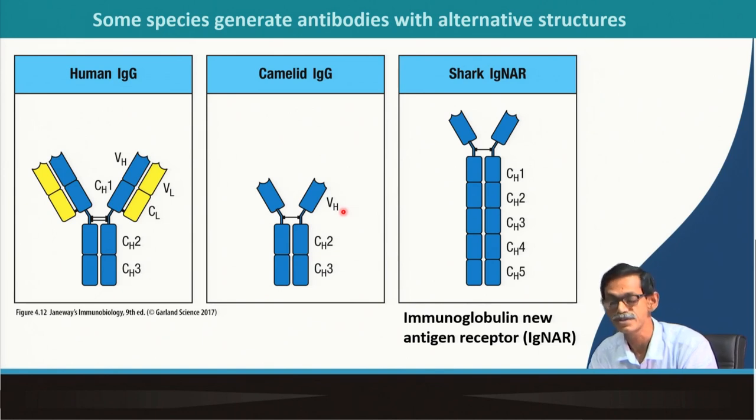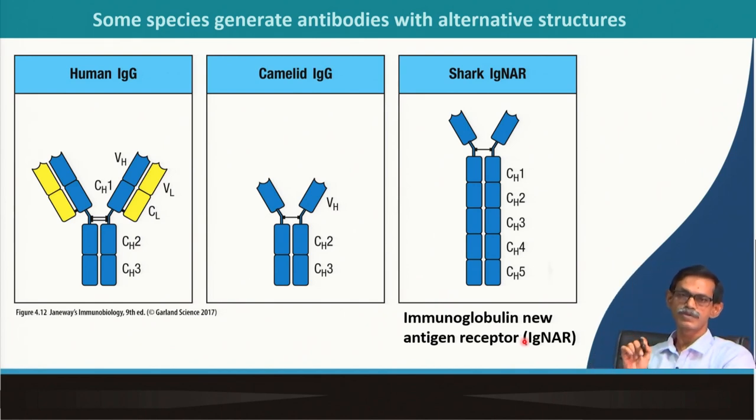Same way, if you see the shark antibody, one of the early antibody-like molecules, if you see the evolution, shark has so many constant domains CH1, CH2, CH3, CH4, CH5, and they also do not have any light chain. Both of them have a hinge, but the variable region is only one, no light chain contribution. The shark antibody is also known as the new antigen receptor. Antibody you also call immunoglobulin, represented by capital I and small g. Ig is the abbreviation for immunoglobulin. So, the shark antibody is also called IgNAR, written here, immunoglobulin new antigen receptor.